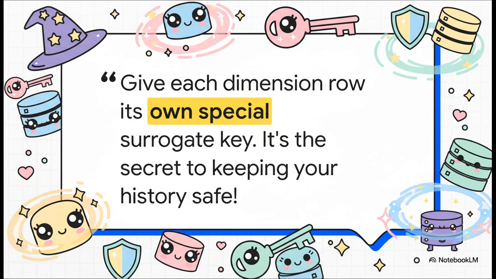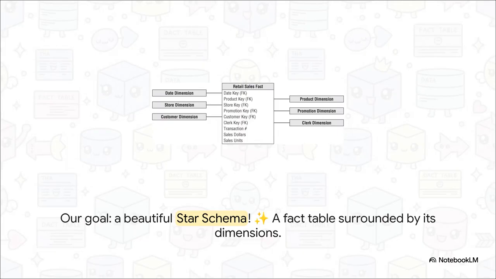And this brings us to our second rule card. Always give each dimension row its own special surrogate key. It is the ultimate protection spell for keeping your history accurate and building a stable data warehouse. It's so crucial. Okay, let's just take a quick pause and look at what we're building. This is a star schema, and it is the heart of a great dimensional model. Right in the middle is our fact table. That's our receipt full of numbers.